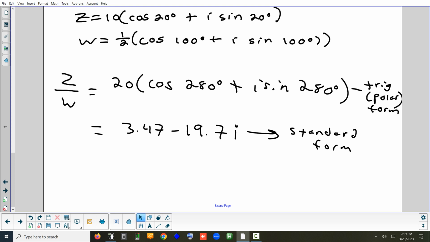Well, how would you know if you have to do this? The directions would say on the test: either leave your answer in polar form or leave your answer in standard form. It'll tell you. Any questions on that? So those are the three things that we do with polar form: multiply, divide, and raise to a power.